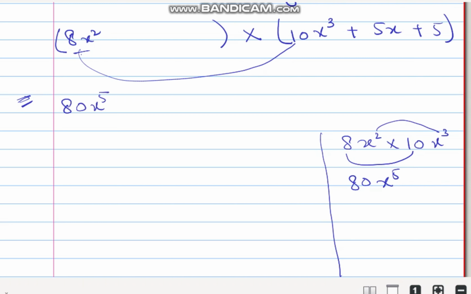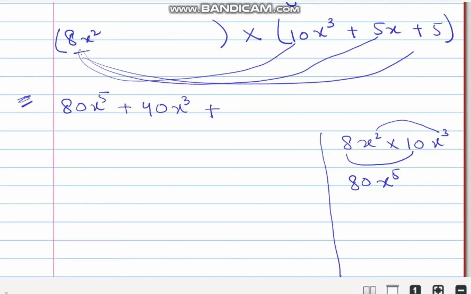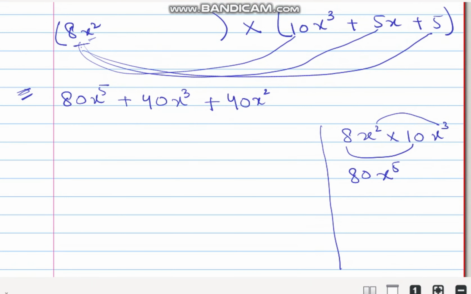This is a very simple thing. Similarly, multiply this 8 with the 5x. 8 multiplied by 5 is 40, and x square times x will be x cube. Similarly, multiply this one with the 5. 5 multiplied by 8 is 40, and this x square multiplies with the x to the power 0. Basically there is one in this. Every digit in mathematics you multiply with one, no problem. So you will get the x square.